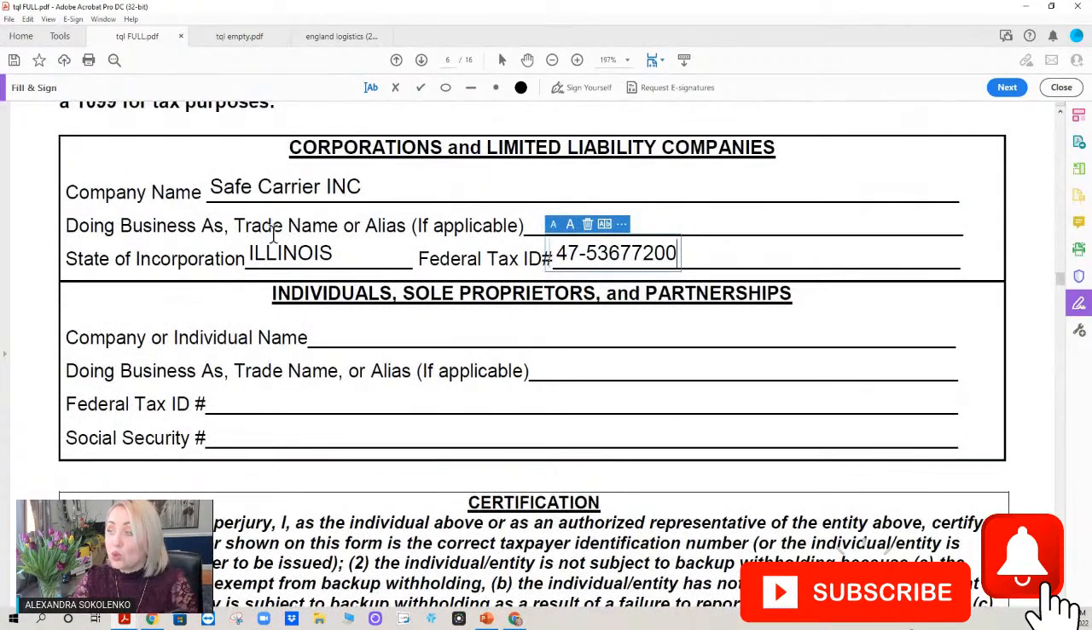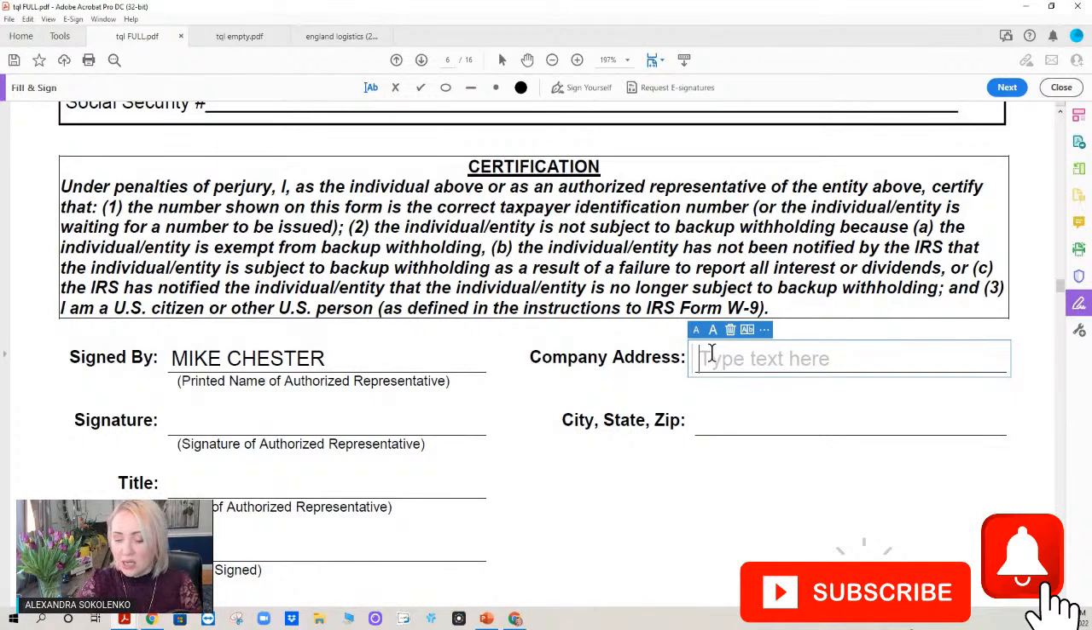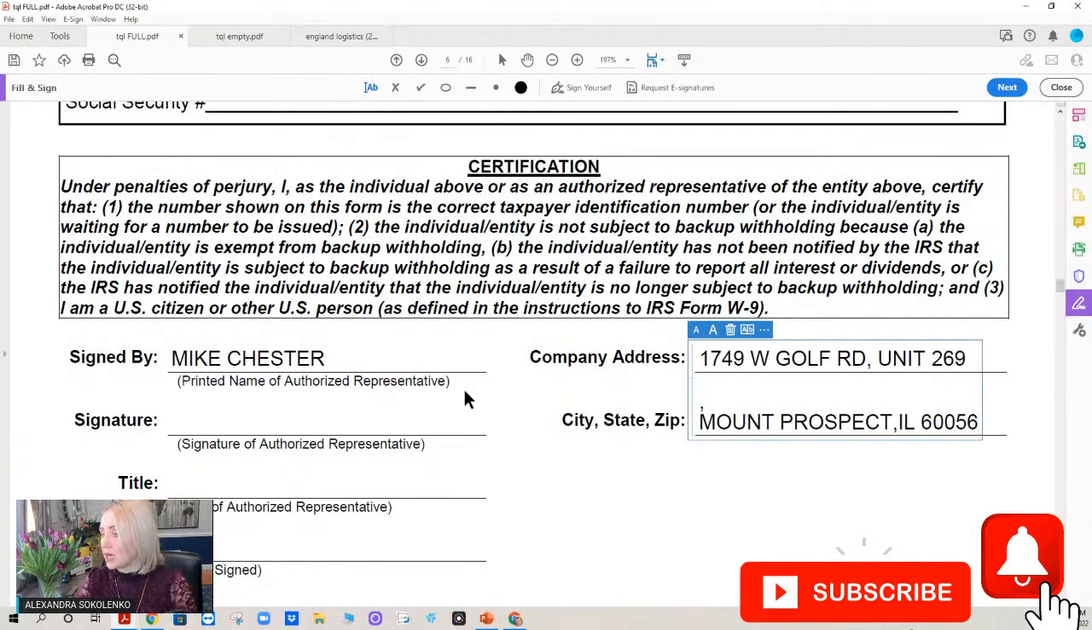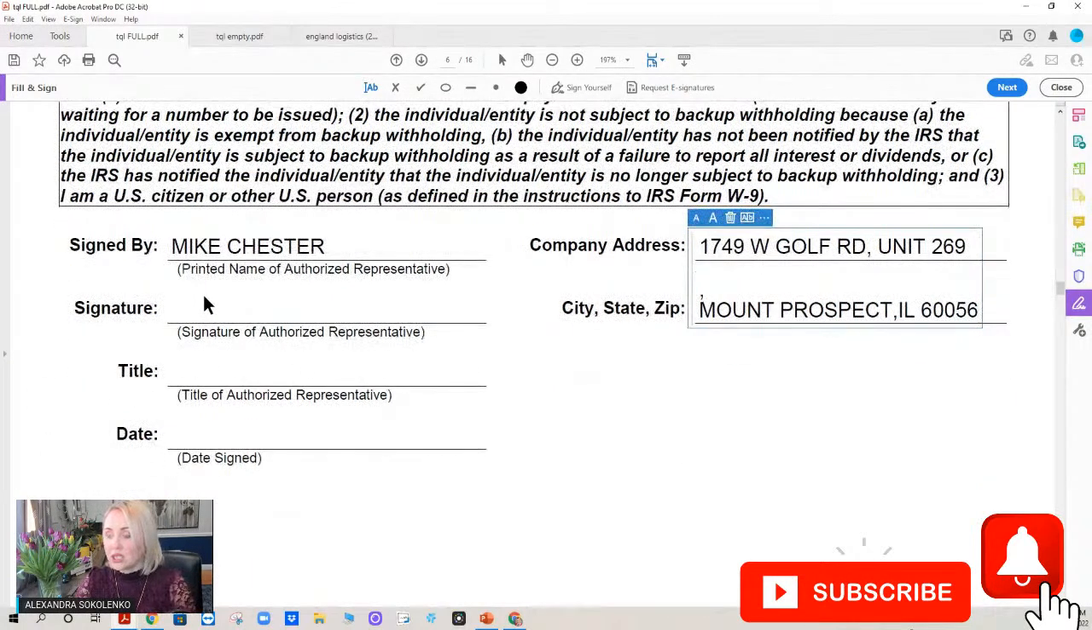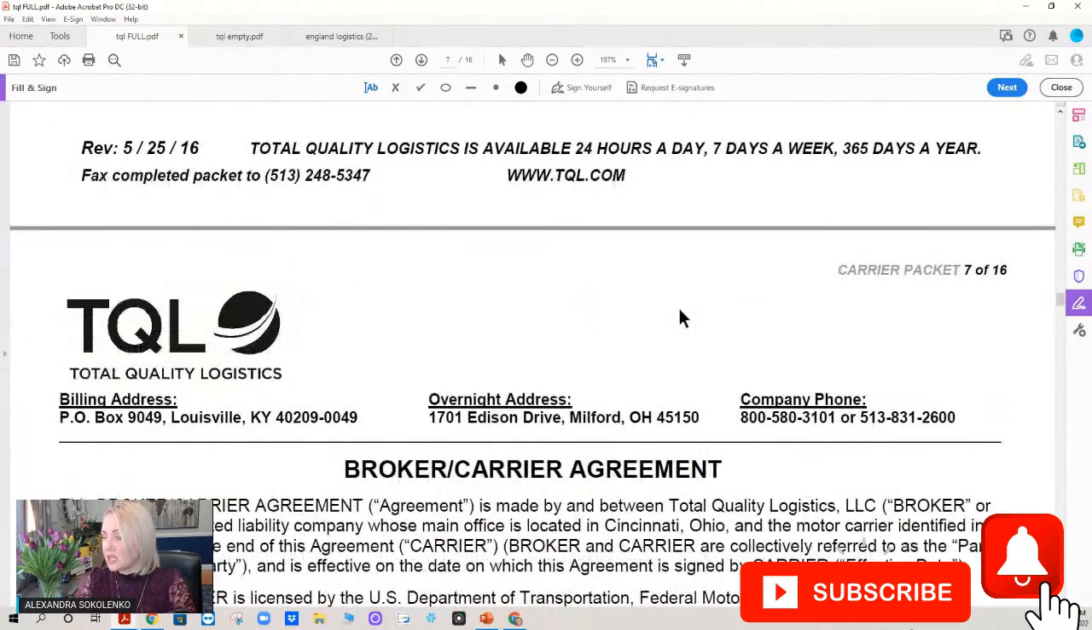If you're doing business as an individual or partnership, that's what you're going to do. But usually, guys, you are an LLC, corporation, or partnership. You do not come to trucking under your social security, right? Because this is not a business when you do it as a physical person. Again, sign. Who is going to sign? Signed by whom? Again, I'm not repeating this. Mike Chester, company address, right? So you're just going to make sure you put the address here and you're going to continue. Signature, title, he's the president, date. It's easy, easy. Next page.